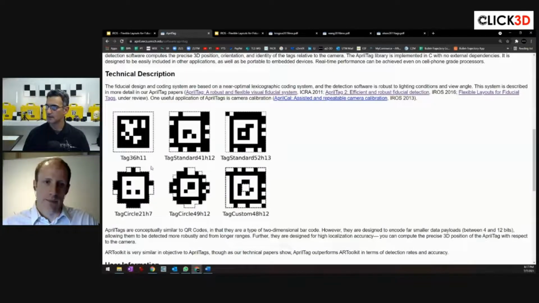I see. So that's the first number. The second number, so in 36h11, the 11 says that any 2 tags in this family are going to be at least 11 bit flips apart. So you can take any of these little squares and change them from black to white 11 times, and you won't end up with another valid tag. I see. Okay.